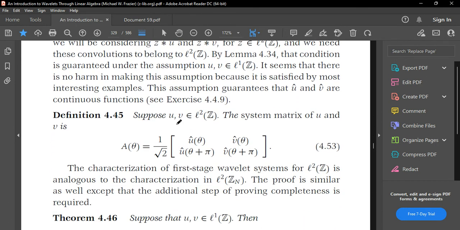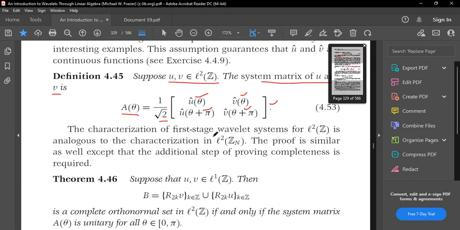Now we will also give another definition: u, v belong to L2 of Z. Then the system matrix, similar to the finite case, A of theta will be 1 by root 2 times the matrix with rows u cap of theta, v cap of theta, and u cap of theta plus pi, v cap of theta plus pi. From now on you will know why we have proved the first result, the lemma, and other things also.